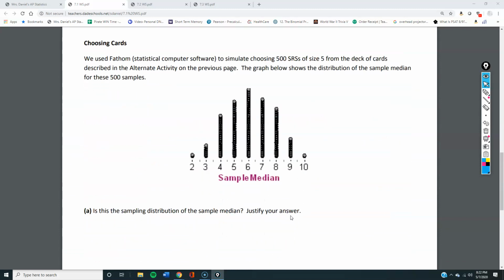Choosing cards. We use Fathom. Who would have fathomed that we did it? To simulate 500 simple random samples of size 5 of the deck of cards described on the previous page. The graph shows the distribution of sample medians for these 500 samples. So they took 500 samples with a computer.